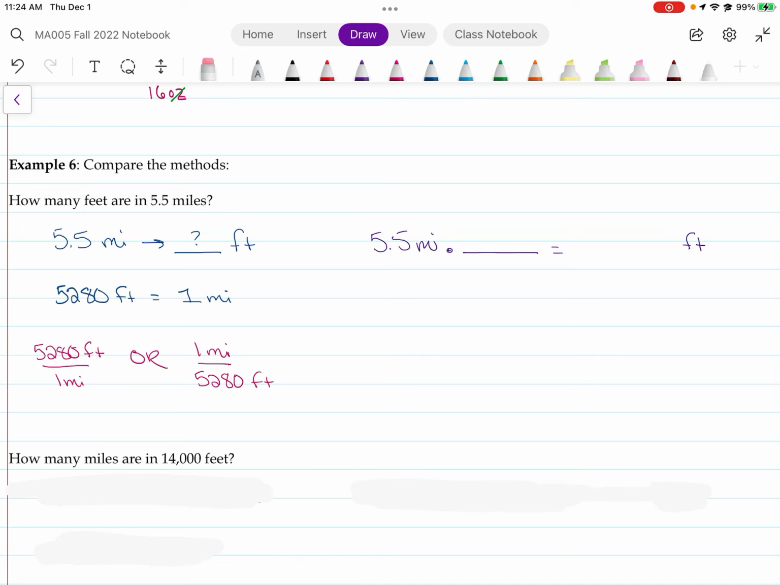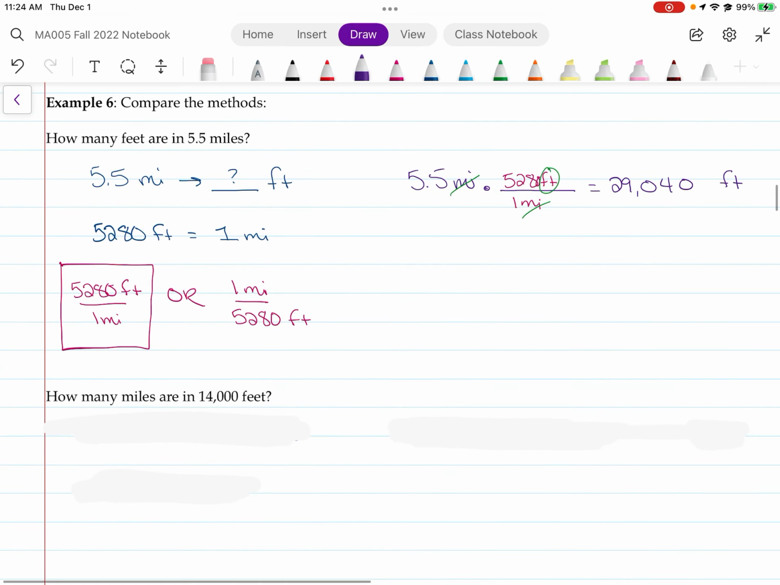All right, so which one are you going to choose? You want miles to cancel and feet to be left on top. So that would be that one: 5,280 feet per 1 mile. Make sure that your miles cancel out, one on top, one on the bottom, and feet is left. You're going to take 5.5 times 5,280, and you're going to get 29,040 feet.